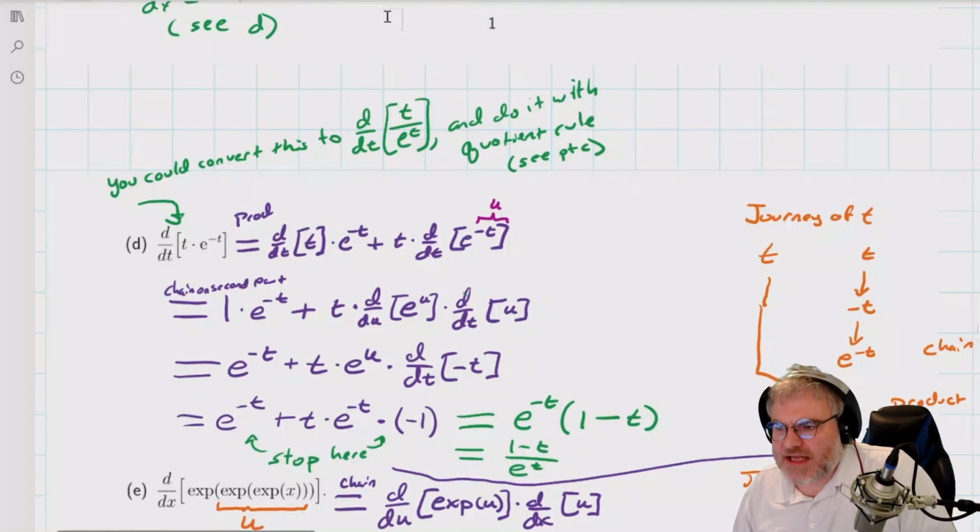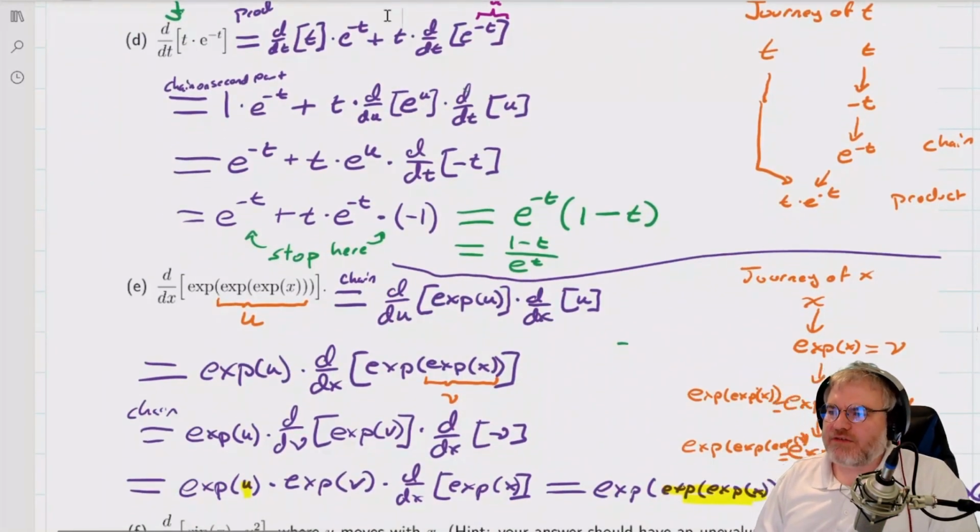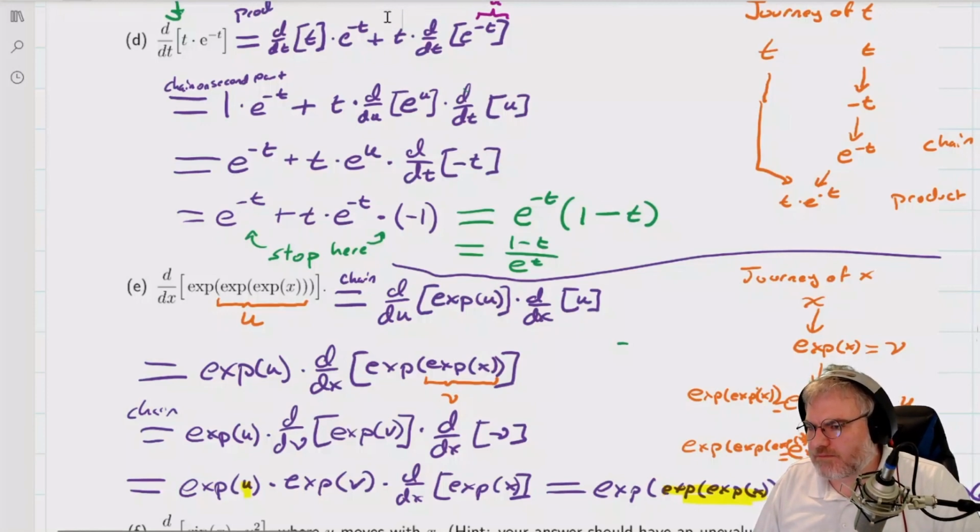How come on some problems I use exp of x and on others I use e to the x? Well, let's look at part E, and part E will tell you why. So I'm going to hold off on that question. It's a good question, and we're just going to ask how is 2D 1 to 5, and then I will answer that question. So 1 to 5 here on 2D. It's a chain with a product. Or you could have converted it and then said, see, work in part C.